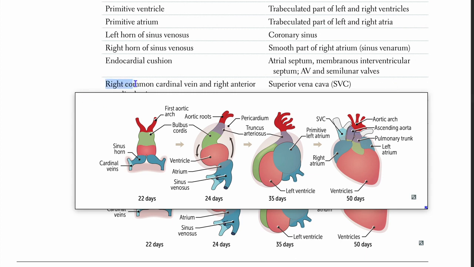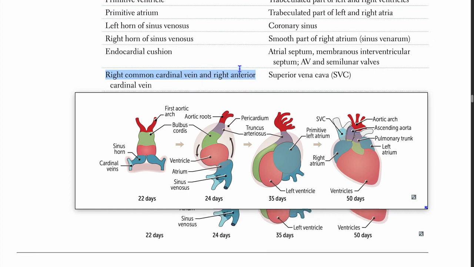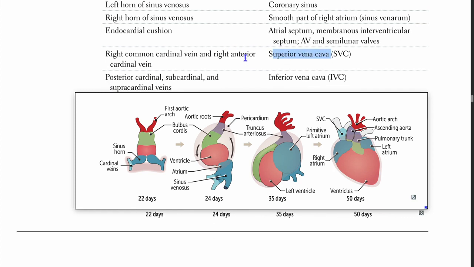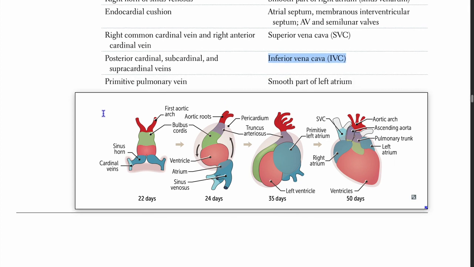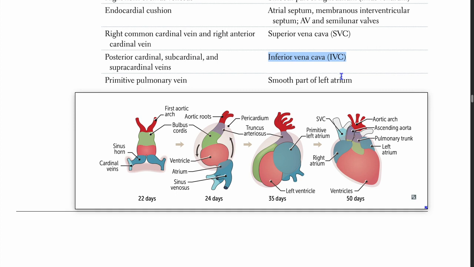Then you have right common cardinal vein and right anterior cardinal vein. This makes the superior vena cava. Posterior cardinal, subcardinal, and supracardinal veins. That's inferior vena cava. And then you have primitive pulmonary vein, which makes the smooth part of the left atrium.